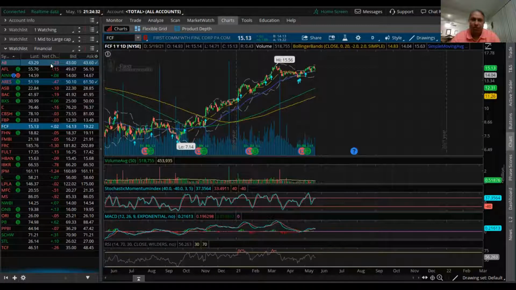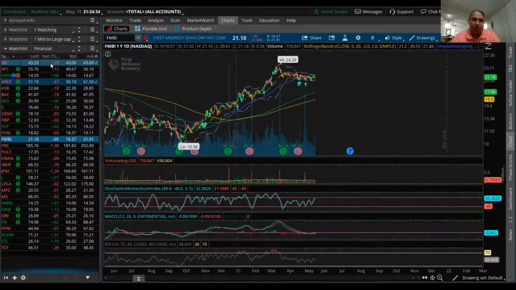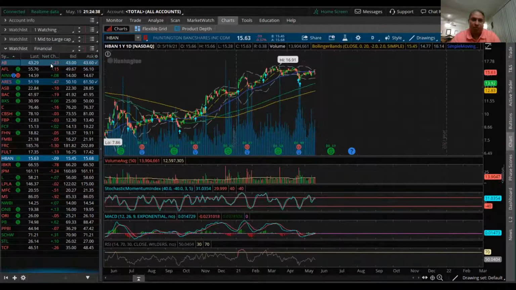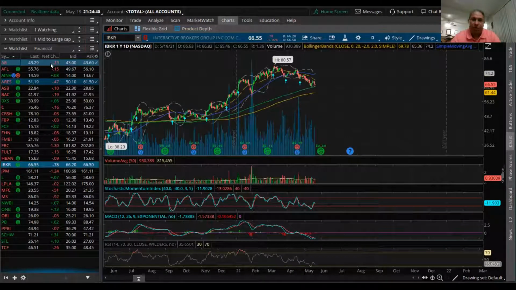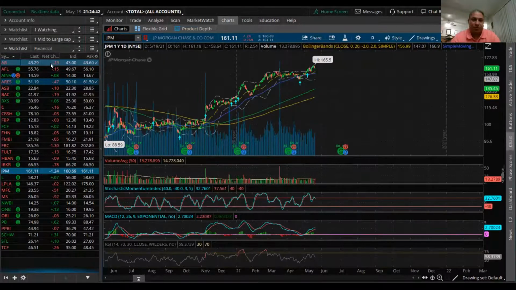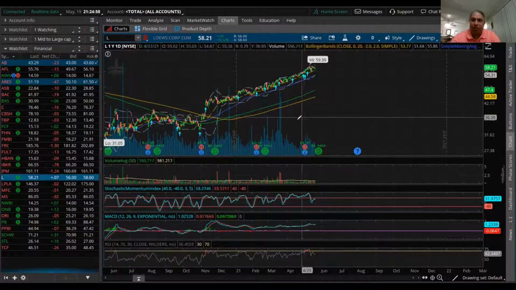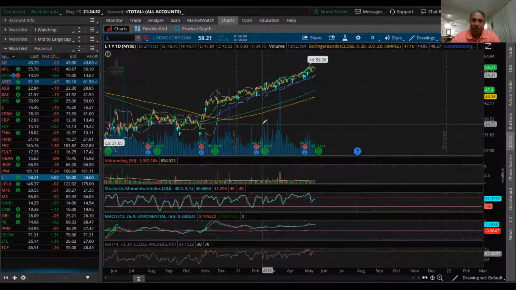Anybody notice anything similar? These are all on an uptrend. Well, except for that one, but anyways. Most of these are like that. Uptrend means they're going up, up, up, up. But at the same time, they're not shooting up like this.